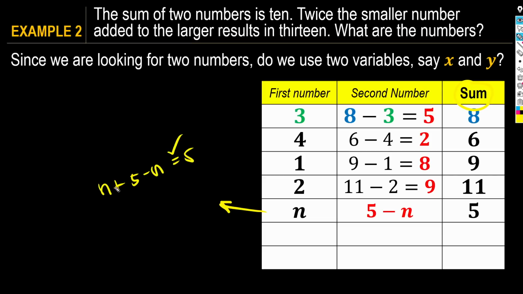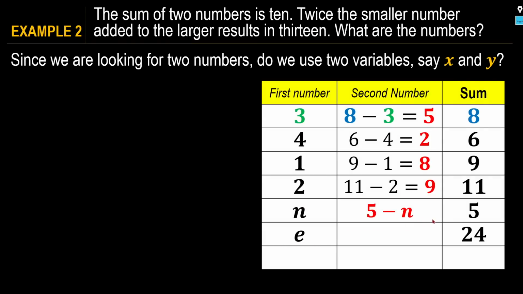Of course, di ba? N and negative n are additive inverses. N plus negative n by the inverse property of addition sums up to 0. So, 5 is indeed equal to 5. Correct. Kaya, ganyan yung ating representation. Di ba? So, if it became E, the sum is 24. My second number, by the same principle, is 24 minus E. O, di ba? If it were x and the sum were 10, my second number would be 10 minus x.